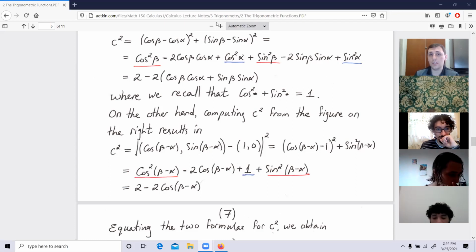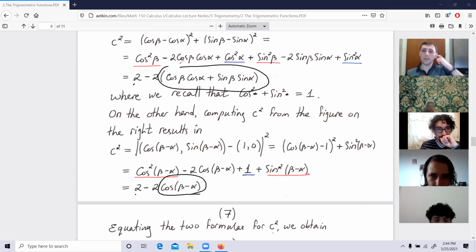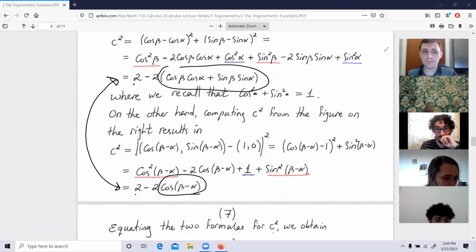Now look at it very carefully, guys. Do you see that both formulas give us a c squared? So it means that this full formula is equal to this full formula. And that means in particular that if I look here and I look here, they are the same. They must be the same, you see, because everything else is the same. So this must equal this. Good? And we got our sum of two angles formula.